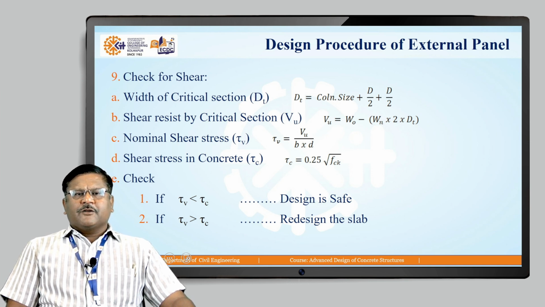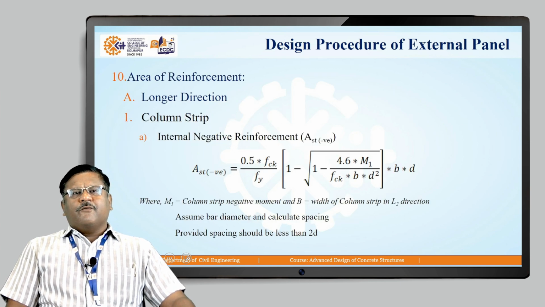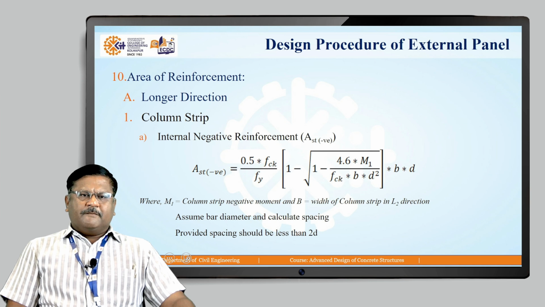Shear stress in concrete tau C is equal to 0.25 into under square root FCK. Now, what is the checking condition? If tau V is less than tau C, your design is safe. If tau V is greater than tau C, then redesign the slab, means you want to start the problem from step number 2. If you satisfy both the conditions, that is check for depth and check for shear, then go for the reinforcement calculation.